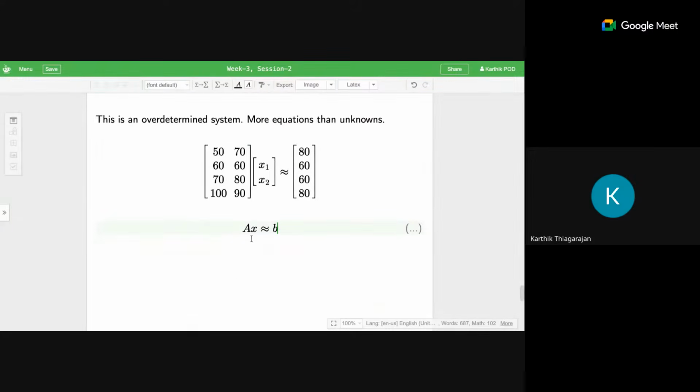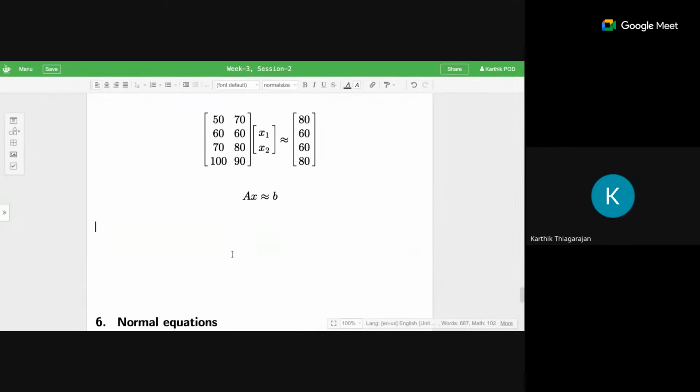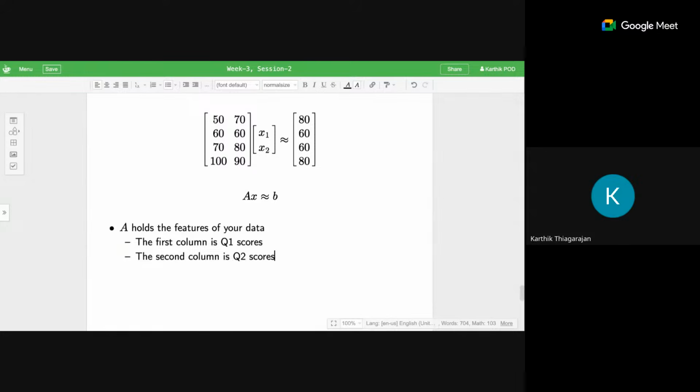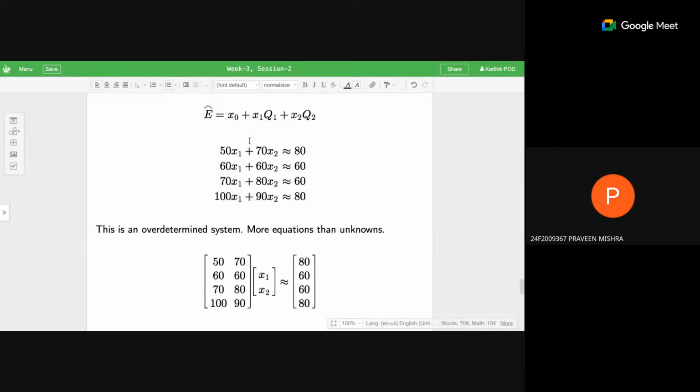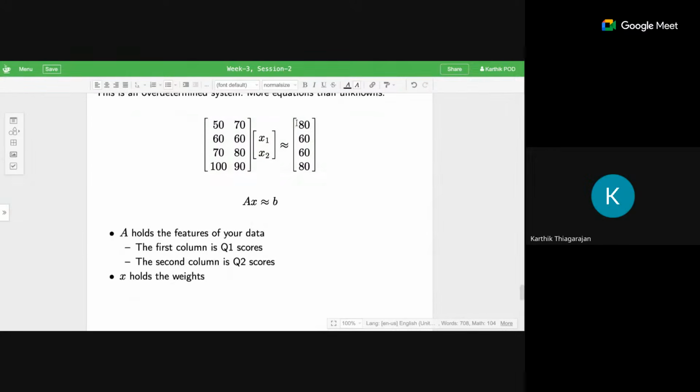So these A and B now take on very definite meaning. A holds the features of your data. In this case, the first column is quiz 1 scores, and the second column is quiz 2 scores. And X holds the weights. Okay, so what do you mean by weights? Labels? A label is B. So whatever this is, this is the label.